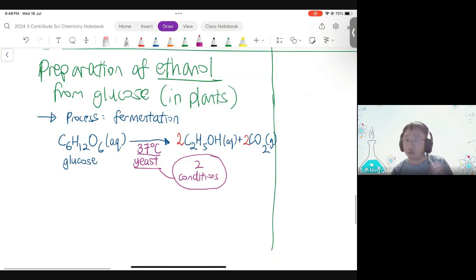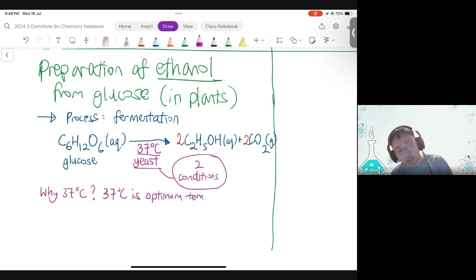Now, there are a few things I need to know. Why 37? Why not 40? Why not 60? Shouldn't the higher the temperature, the better, the faster? That doesn't work because 37 degrees Celsius is the optimum, the best temperature for enzymes in yeast to work. This reaction works because there are certain enzymes in yeast which help to speed up the fermentation process. So, if the enzymes don't work, then the fermentation doesn't work. It won't happen.